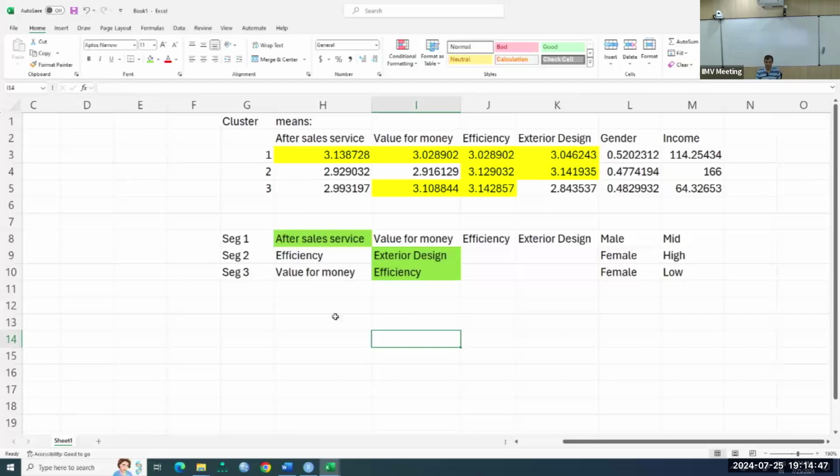Because sometimes you think that you will go with after sales service, but your competitor has an edge on after sales service. Then you have to choose something else so you can go to the customer. So this is one view of the positioning statement.